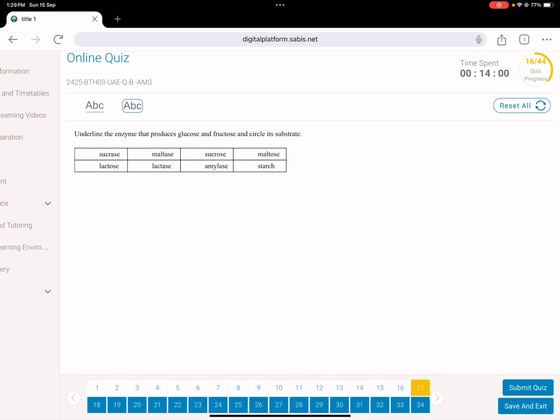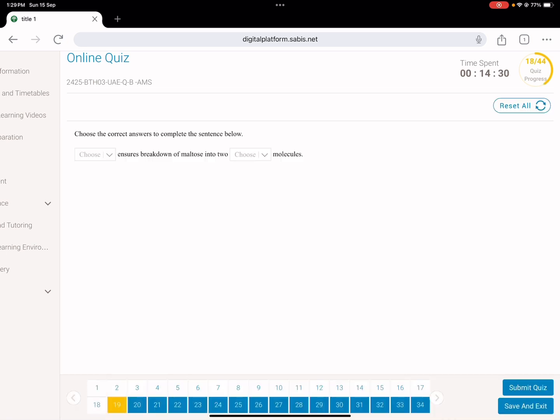Underline the enzyme that produces glucose and fructose and circle its substrate. So glucose and fructose make up sucrose. So that's the substrate. And the enzyme is, of course, sucrase. Underline the intestinal enzyme that breaks down lactose. Of course, what breaks down lactose is lactase. And what is lactose made up of? It's made up of glucose and galactose. What ensures the breakdown of maltose? Of course, maltase, and maltose, as we said before, is made up of 2 glucose molecules.